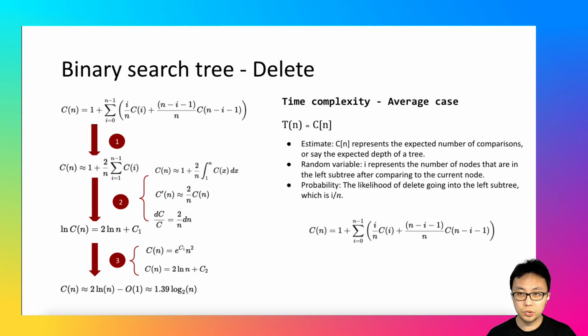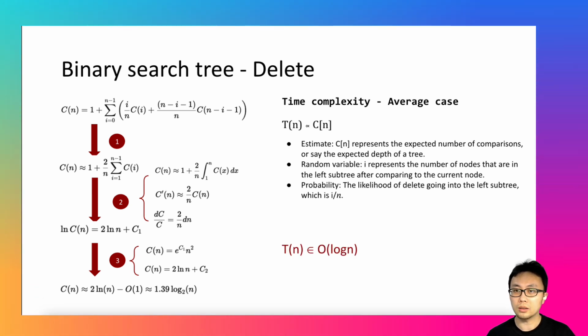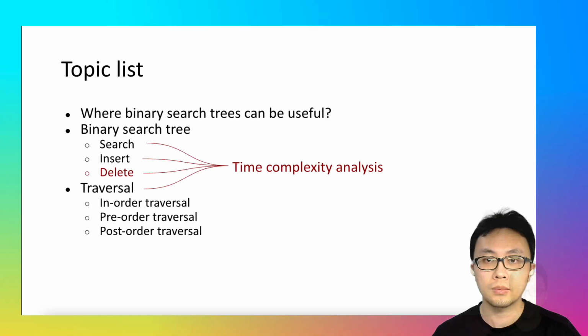Again, the deduction process is the same as that of the search method. It involves using the assumption of a balanced tree and what you learned from calculus, such as differential equations and how to exponentiate both sides of a formula. We will be able to deduce that the expected comparison number is log n, because the time complexity is in proportion to the comparison number, so it runs in log n time. That's the average case for the delete method.